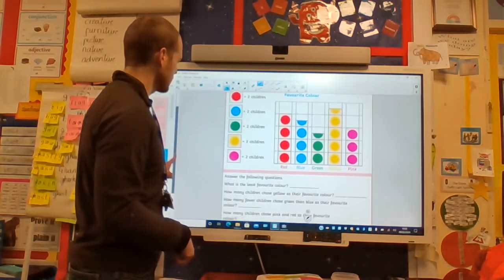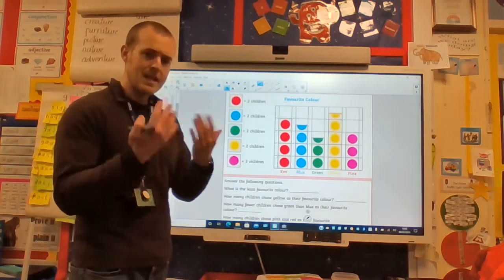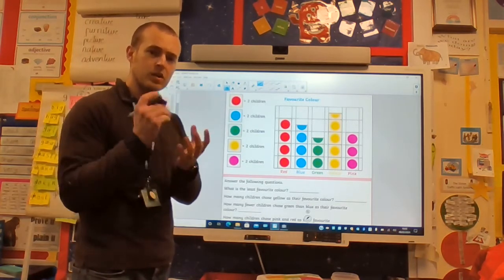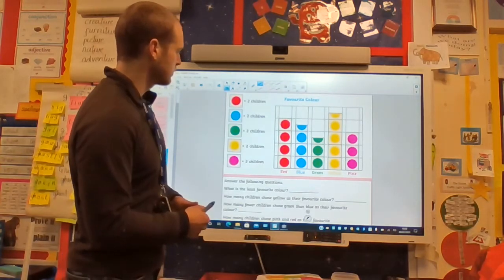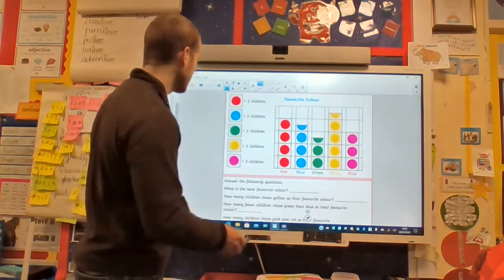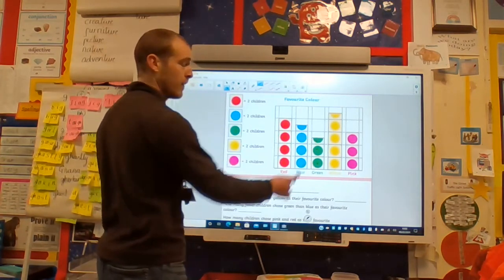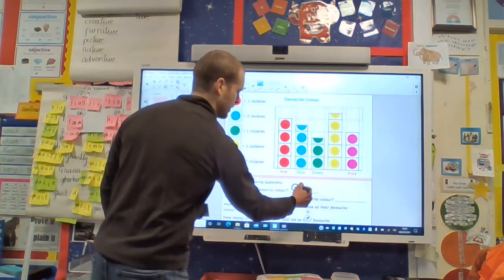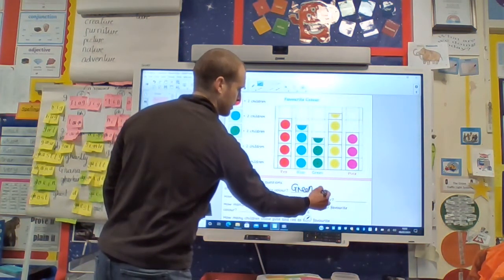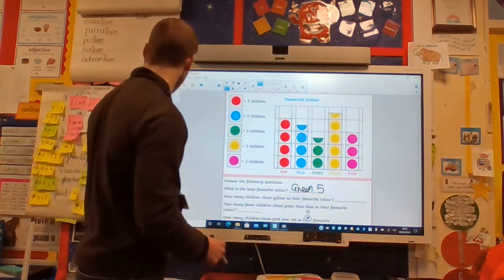Let's answer these questions. What's the least favourite colour? Least, we know, is the smallest amount. So which has the smallest votes? I think green has the smallest votes. I can count in 2s. 2, 4, and then 1 on its own. 5. What I like to do is be quite precise with my answers. Put the answer down, and then just to check, we put the number.